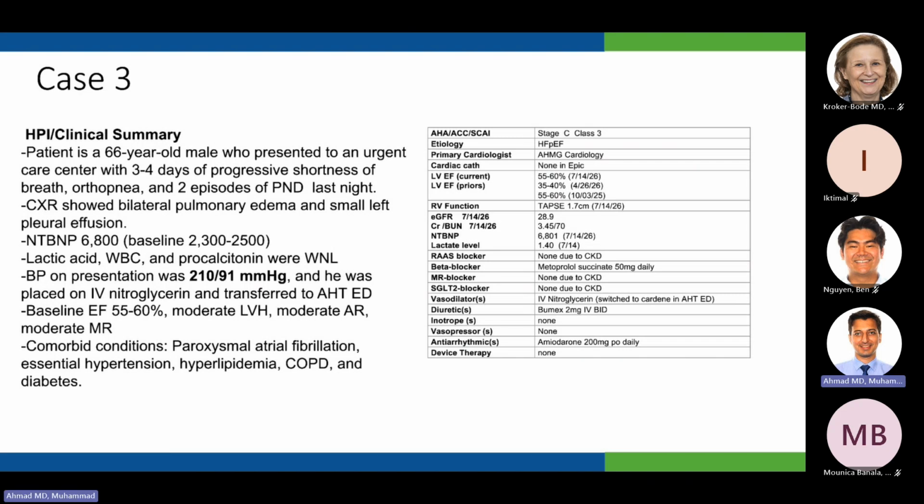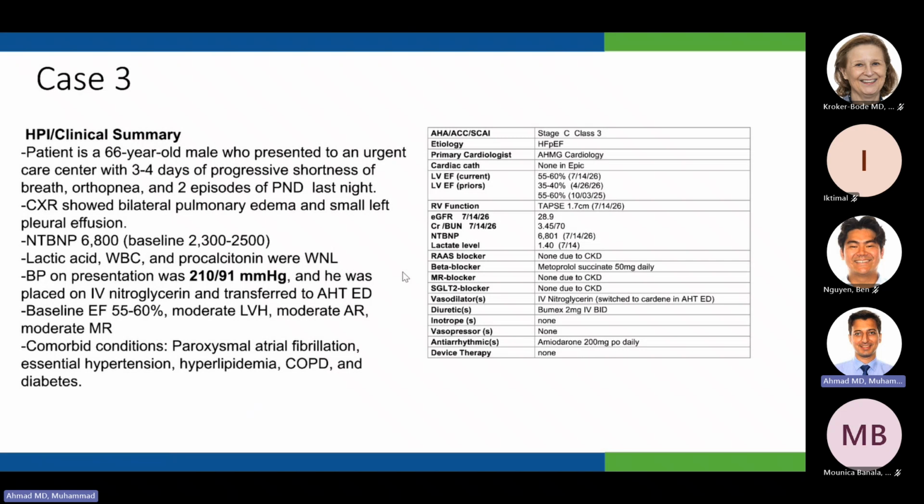So he was placed on IV nitroglycerin and then transferred to the ED. His ejection fraction is known to be 55 to 60%. He has moderate LVH from longstanding hypertension, moderate aortic regurgitation, and moderate mitral regurgitation. His comorbid conditions were paroxysmal AFib, which he was in when he came, and essential hypertension, of course, hyperlipidemia, COPD from 30 years of smoking, and type 2 diabetes.